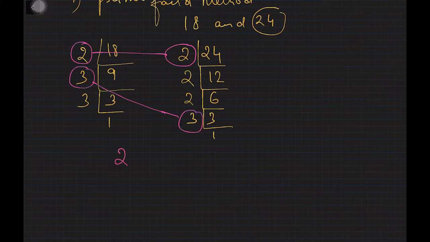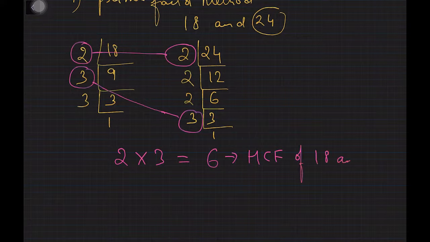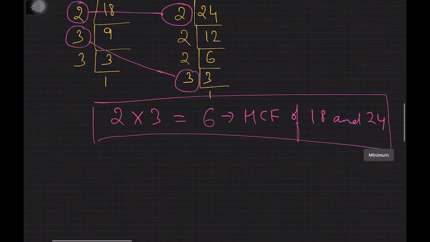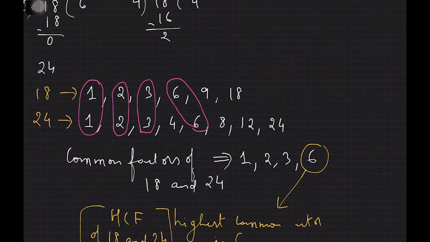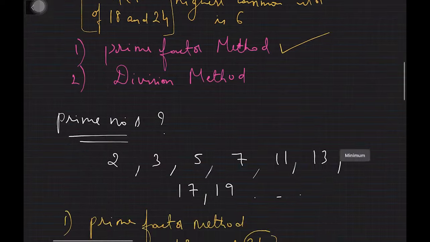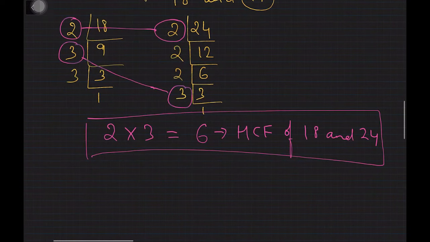So write down the common numbers or the mapped numbers, 2 and 3. So 3 into 2 or 2 into 3, multiply the numbers, that will give you the number 6, and that will be our HCF of 18 and 24. So the previous method also gave us 6 as the HCF of the numbers 18 and 24, and this method also gave us 6 as the HCF of the numbers 18 and 24.